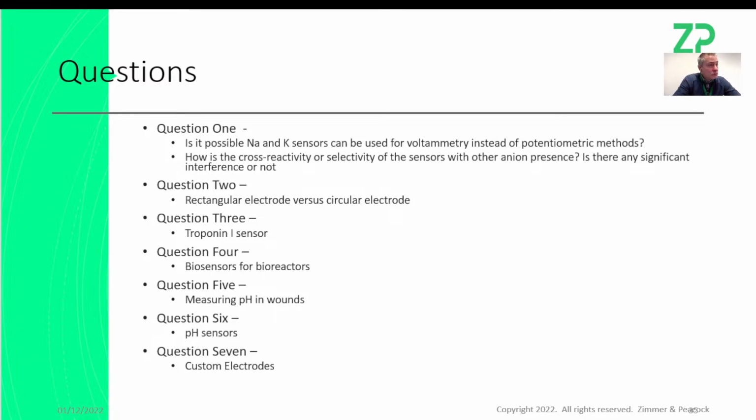Measuring pH in wounds. Only this week did I appreciate the difference between the pH in a healthy wound, which might be 5, and one that has an infection, which might be pH 8 and above. That's such a big difference. This is quite doable, but it does have to be done in conjunction with Zimmer and Peacock.